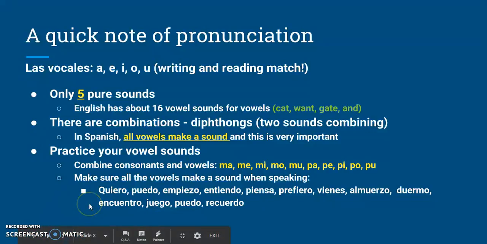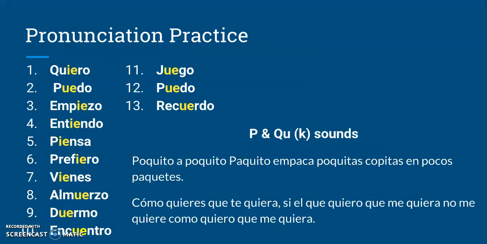We're going to be using stem-changing verbs this week, and the one thing with pronunciation and stem-changing verbs is that they use a lot of diphthongs. So here are some of the verbs that you'll be using, and they all have obviously vowel sounds, but they also have a lot of diphthongs. So make sure that every single vowel makes a sound. Here's some practice. So you can just go through these. Look at the yellow that I highlighted for you, and those are going to be the diphthong sounds. So ie, ue, ue, ue. So those are pretty much it.